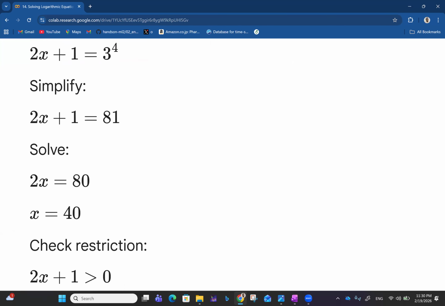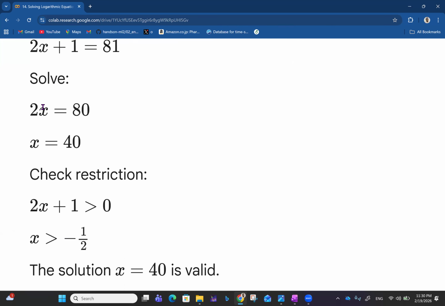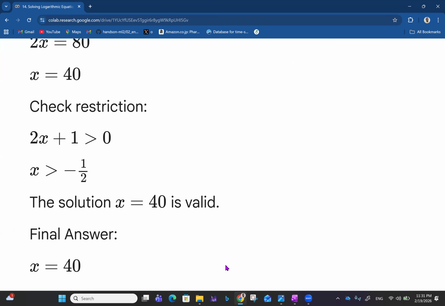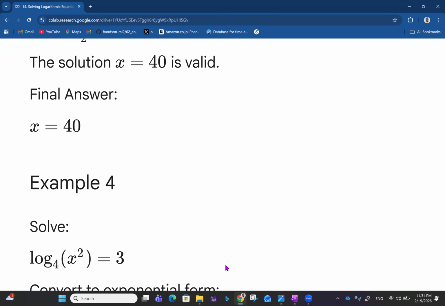And then 2 is bothering x. Still, divide both sides by 2, and that gives x equals 40. If you check for the restriction, 2x plus 1 is greater than 0, which implies that 2x is greater than minus 1. If you divide both sides by 2, it means x is greater than minus half. Since 40 is greater than minus half, the solution x equals 40 is actually valid. So the final answer is that x is equal to 40.